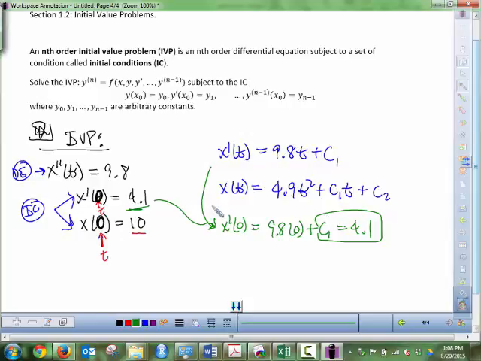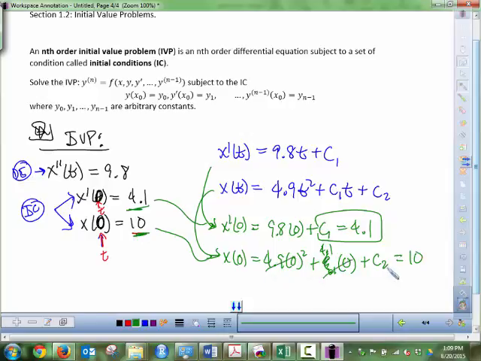Well, that was easy. So now let's take our second equation, x, the position itself, and then put 0 in for t. Oh, we know C1 is 4.1, so we can replace this with 4.1, right? I guess it didn't matter because I was going to put 0 in for t, and that would disappear anyway. And then if I put 0 in for t into the x function, that should equal 10. And so I have C2 equals 10.